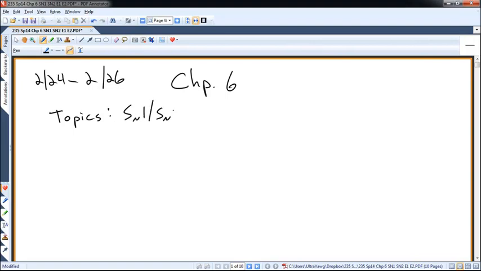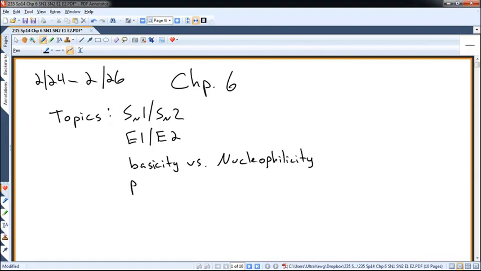and SN2 reactions, followed very closely by E1 and E2 reactions, equally if not more so important. And then there are some corresponding properties, topics, or concepts that go along with these necessary four reaction types. One of them is basicity versus nucleophilicity. Then there's polarizability. Then there are rearrangements, specifically carbocation rearrangements. And then Zaitsev's rule.